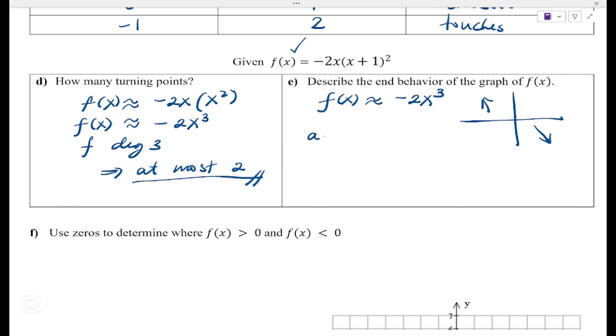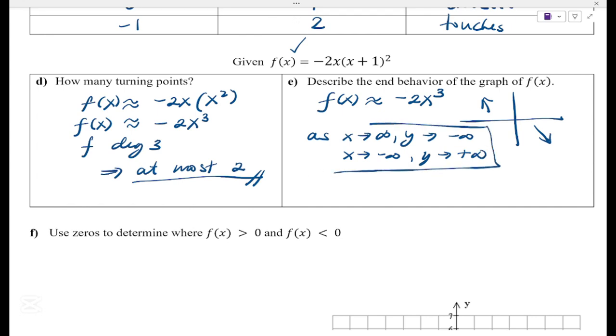So we can describe it as x approaches positive infinity, y approaches minus infinity because this is decreasing. And then as x approaches minus infinity, here on the left side, you can see that y is increasing, meaning y approaches positive infinity. So this is how you will write your answer for the end behavior.